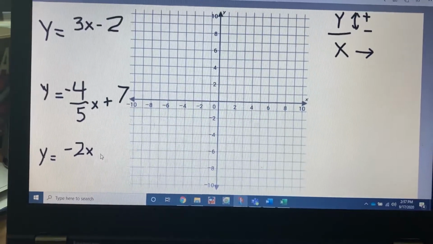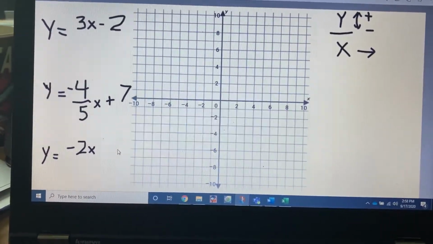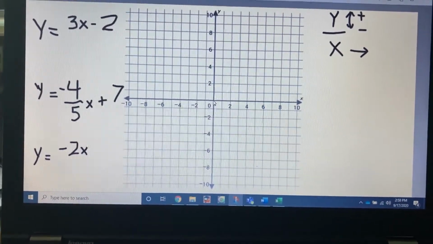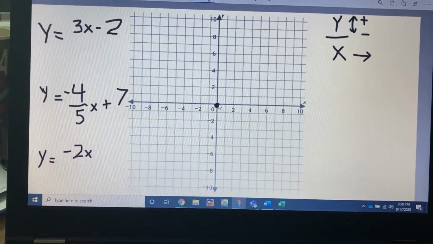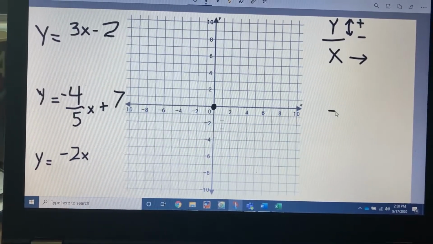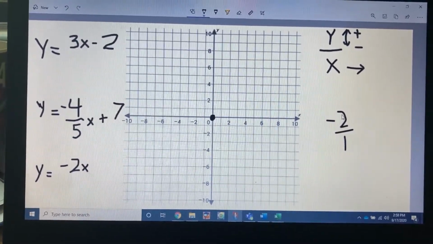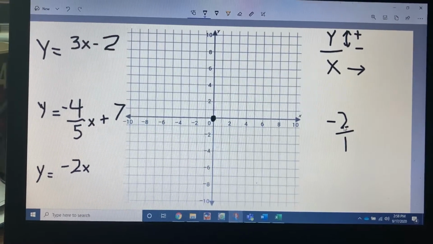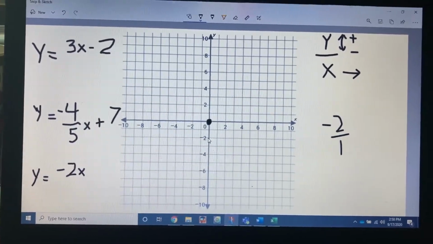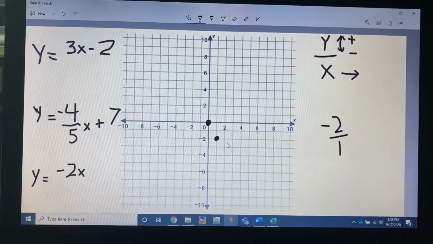All right, so in this last one, our y-intercept is 0. We don't have another number here besides our slope. So we have a y-intercept of 0, so I put it there. Our slope is not a fraction, so I'm going to make it a fraction. -2/1. Top number is telling me to go down, because it's a negative, so I'm going to go down 2. The bottom number tells me how much to go right, so right 1, put a dot, down 2, right 1.